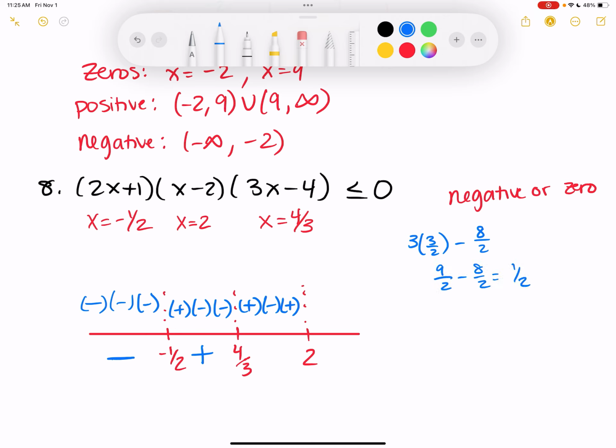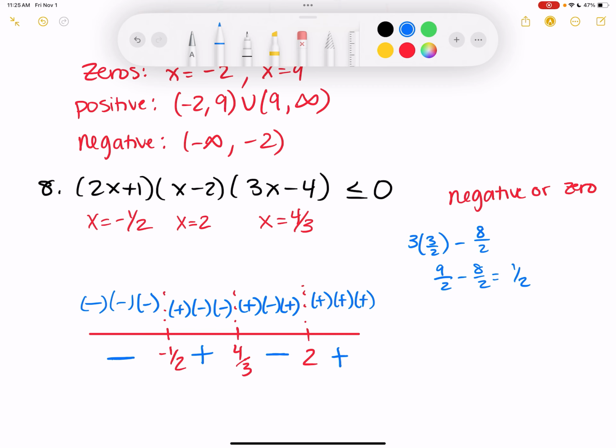Okay, that is positive. And then over here, what number are we using? 3. When I plug in 3, what do I get? Positive. So that one ends up being positive. This one here ended up being negative.